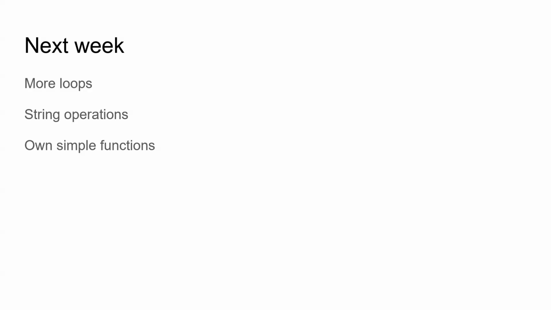So now we've been using strings. We've been, for example, reading the user's name or something like that. But there's a lot we can do with the strings in Python. We can slice them up and we can pick individual characters from a string. We can look for occurrences of substrings in the strings and all that kind of things. And then we're going to start talking about our own simple functions next week.